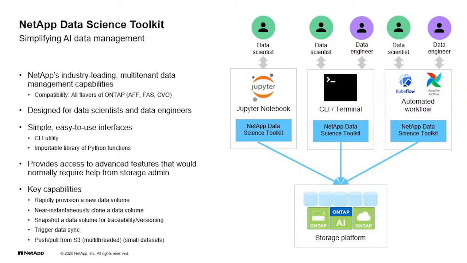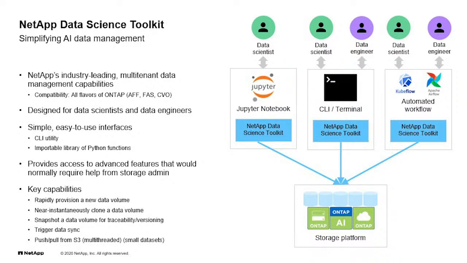In the middle, we can see data engineers may choose to use a command line interface or work within terminal. NetApp Data Science Toolkit works in this environment as well, and that will help you quickly productionize your model. On the right-hand side, the data team can choose to use automatic workflows like Kubeflow or Apache Airflow. We have integration with these automatic workflows as well.